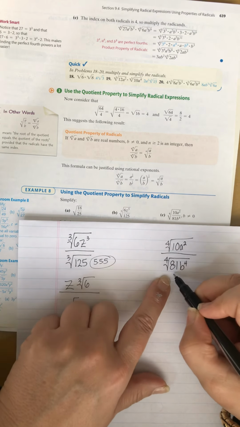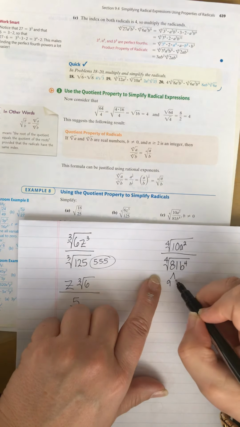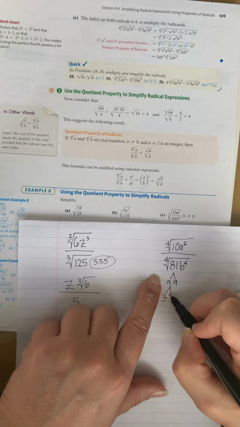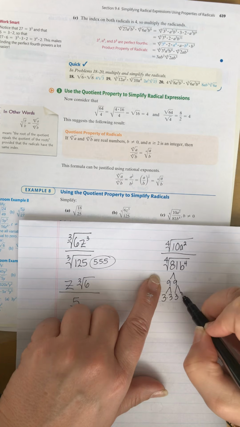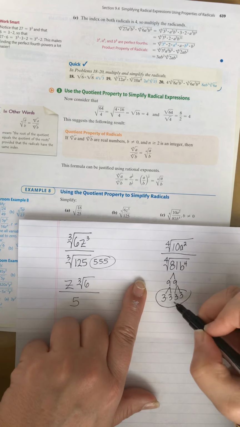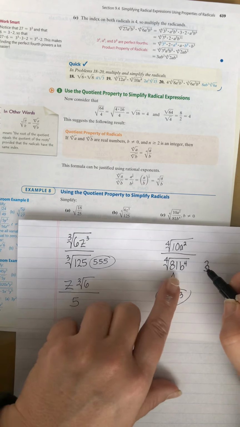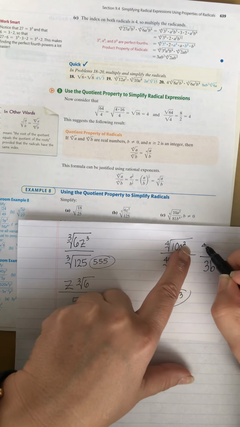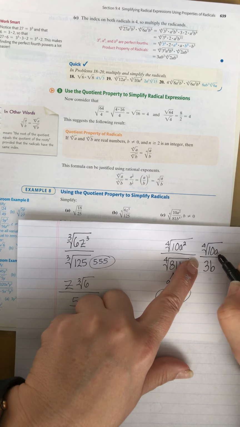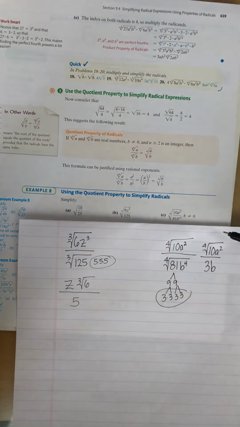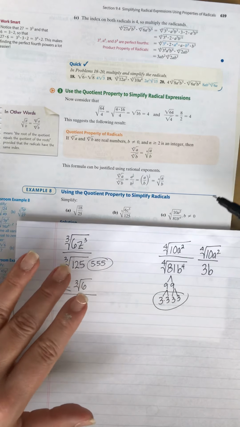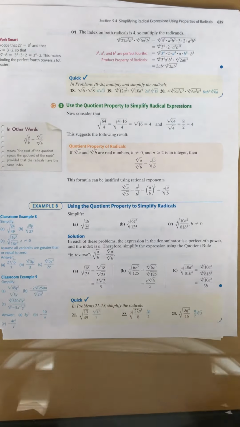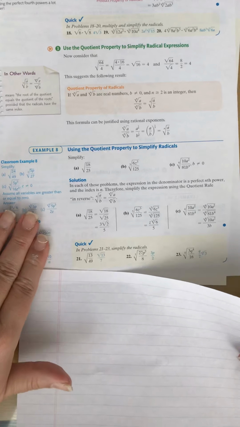Well, 81 is 9 times 9, and 9's are 3 times 3. So I have 4 3's, and I have 4 4's. So that's the only thing that can be done. I have to leave the numerator alone, and the denominator was the only thing that you can simplify. So we are going to finish these bottom ones.